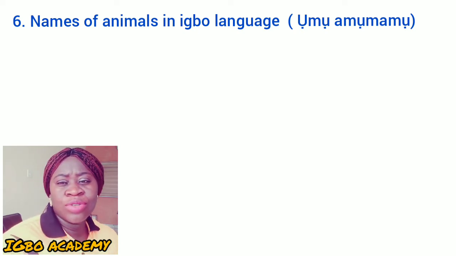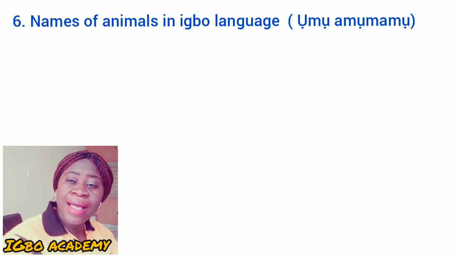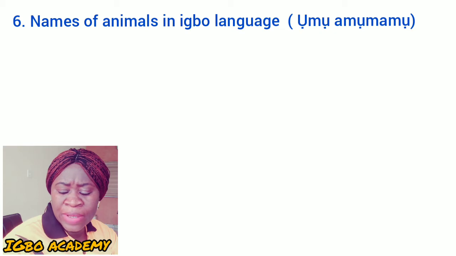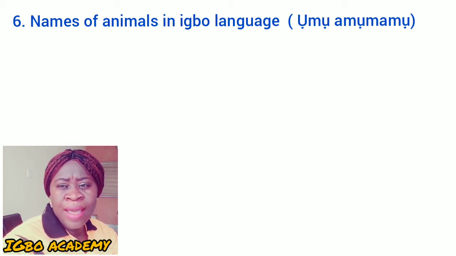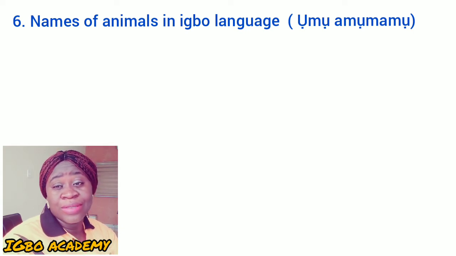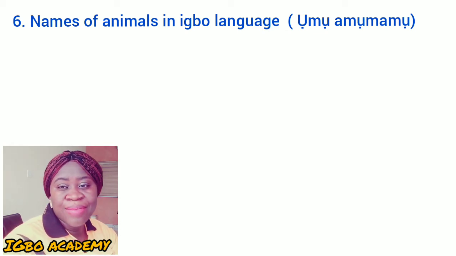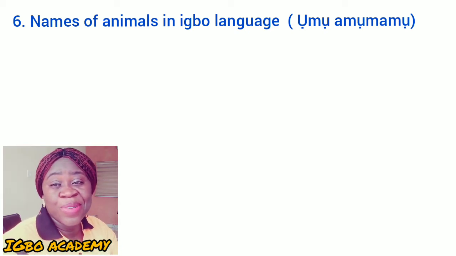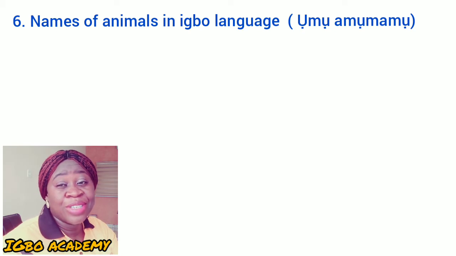Today we are going to talk about animals in Igbo language. Animals in Igbo language are called anụmamụ. Anụmamụ is the word for animals. There are many animals, just as you have in English, and they have names in Igbo.